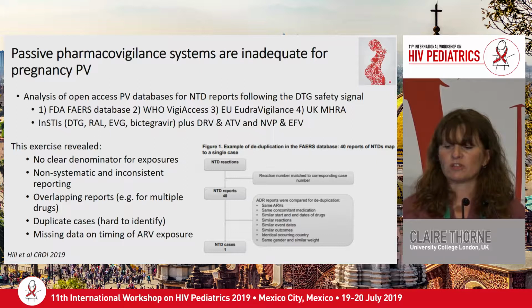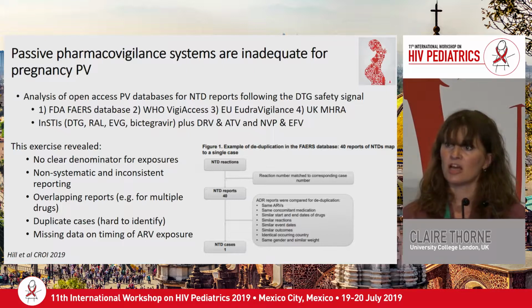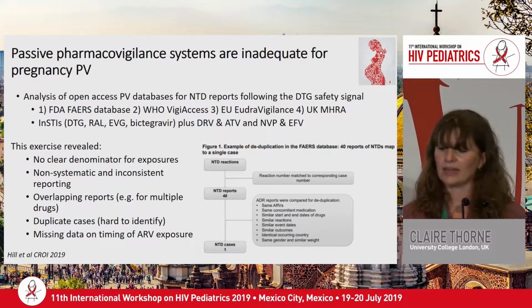The exercise revealed no clear denominators for exposures. There were duplicate cases, as you can see from the figure on this slide. Around 40 neural tube defect reports, after deduplication and additional analysis, turned out to be relating to just one case. And most critically, they missed data on the timing of ARV exposure.